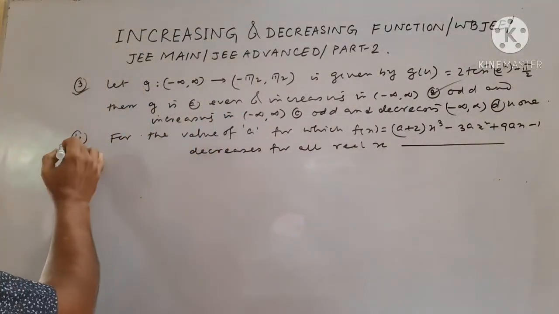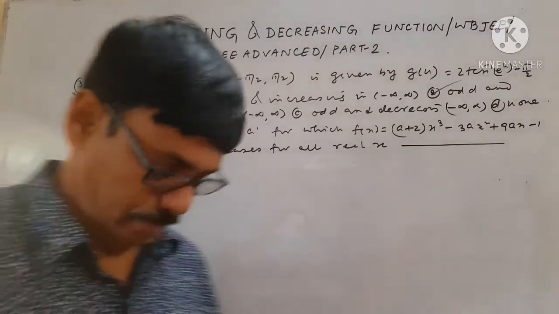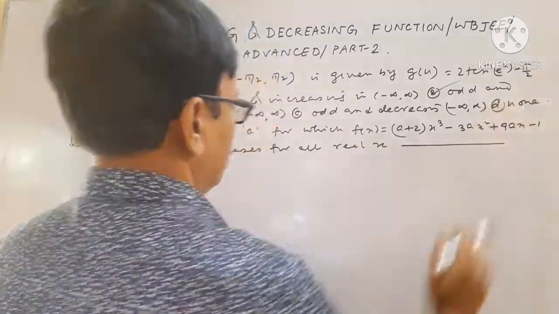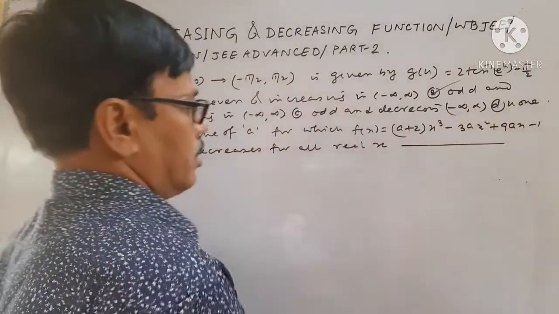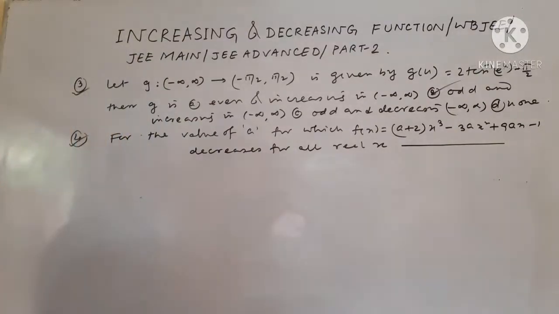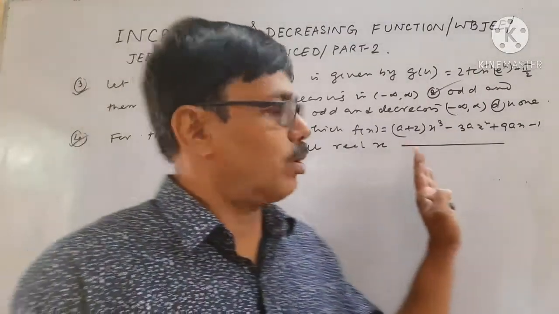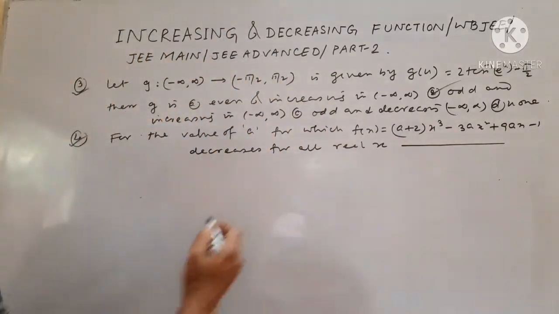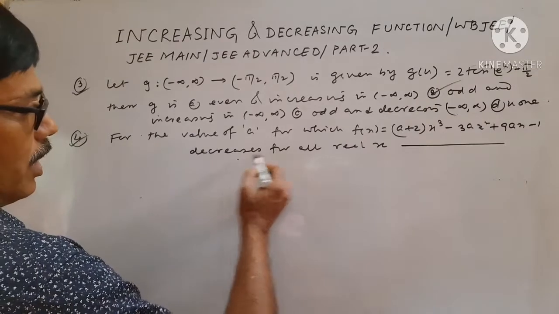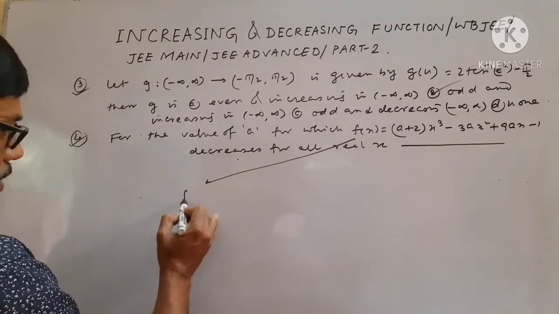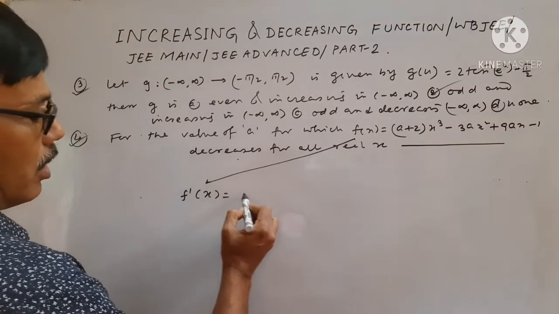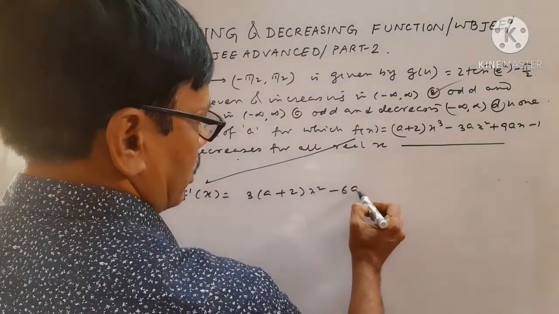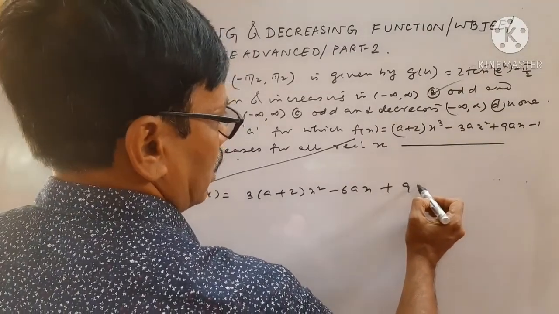Now question number 4. Find the value of a for which the function is decreasing for all real x. We have also solved a similar problem in part 1. So for decreasing, f dash x is 3 into a plus 2 into x square, 6ax, 9a.